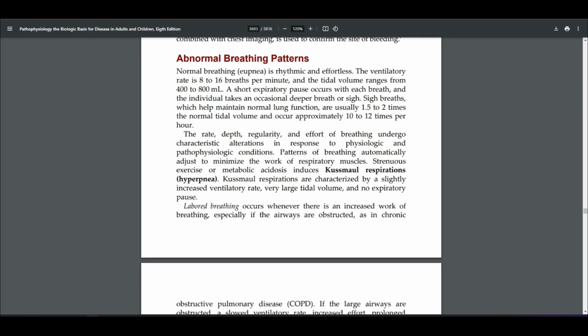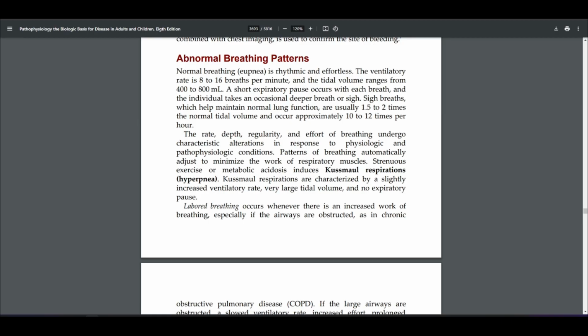Abnormal breathing patterns. Normal breathing, eupnea, is rhythmic and effortless. The ventilatory rate is 8 to 16 breaths per minute, and the tidal volume ranges from 400 to 800 ml. A short expiratory pause occurs with each breath, and the individual takes an occasional deeper breath or sigh. Sigh breaths, which help maintain normal lung function, are usually 1.5 to 2 times the normal tidal volume and occur approximately 10 to 12 times per hour.